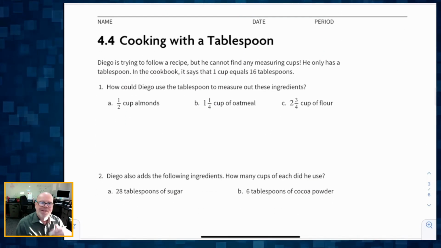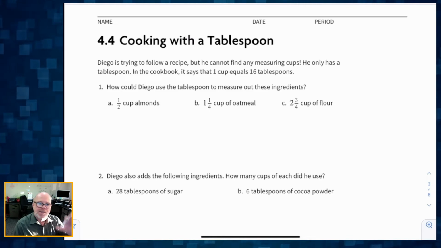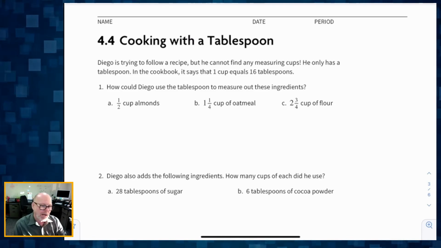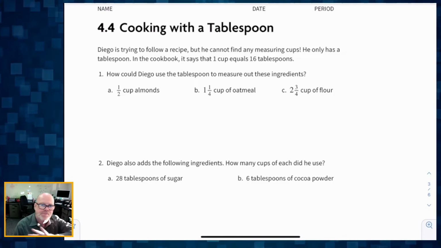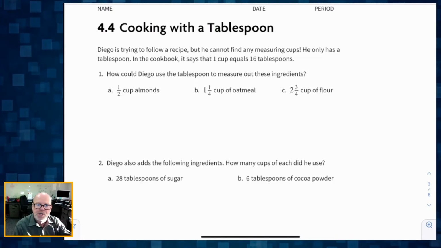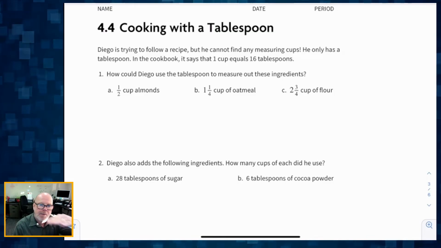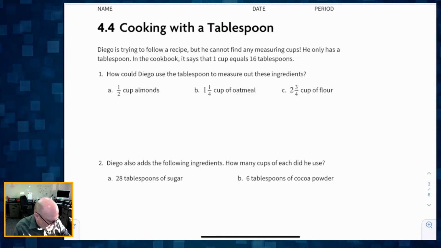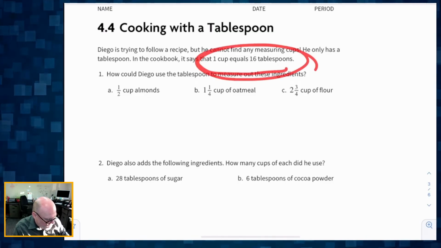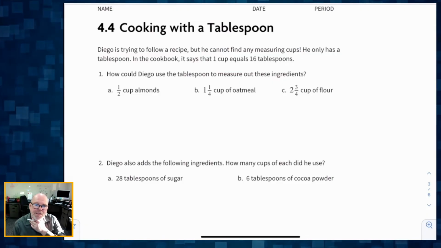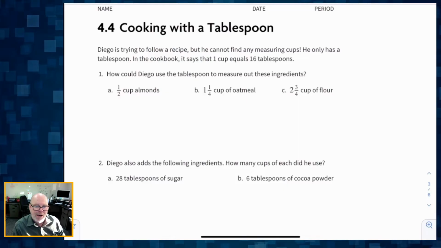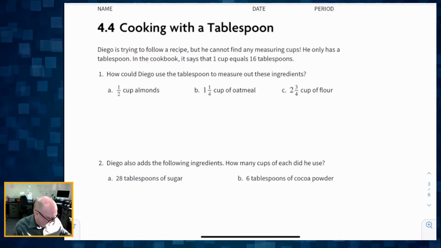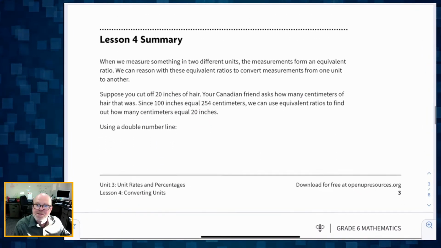Cooking with the tablespoon. This activity right here is optional in the lesson, so I'm not going to talk about this, but you could do it. It's more of the same. Just make a ratio and then make a ratio table and then move on, because here is your given ratio. 1 cup equals 16 tablespoons. And really, I think the highlight of this is to point out how absurd the standard system of measurement is. Metric system, way easier.